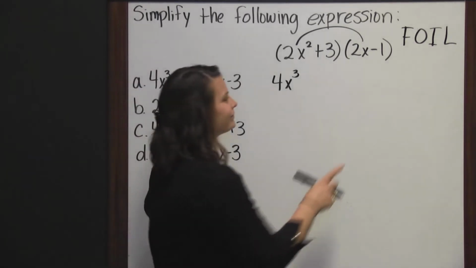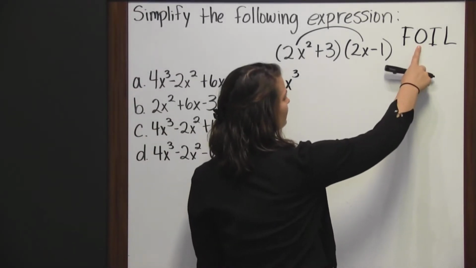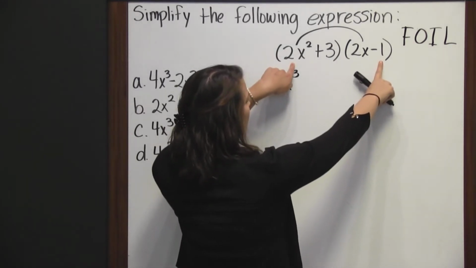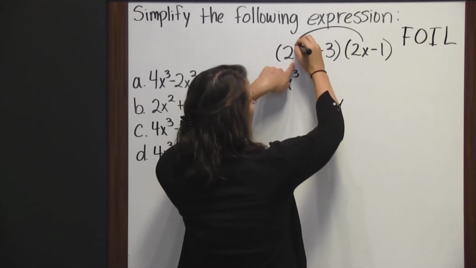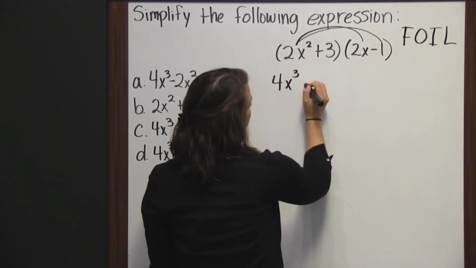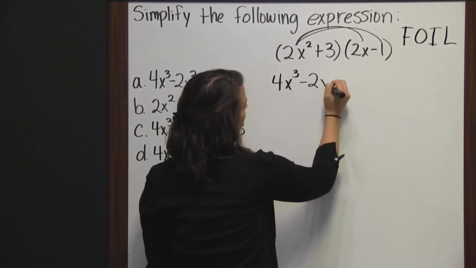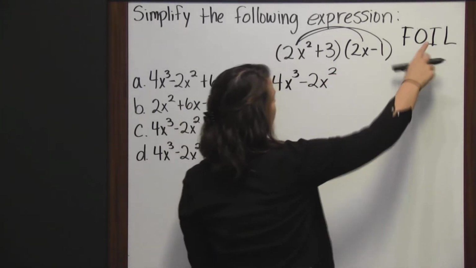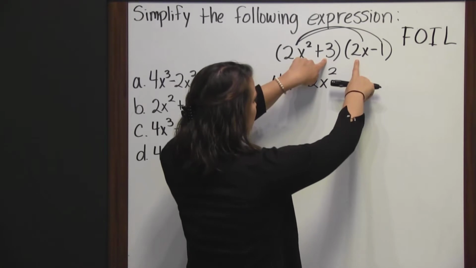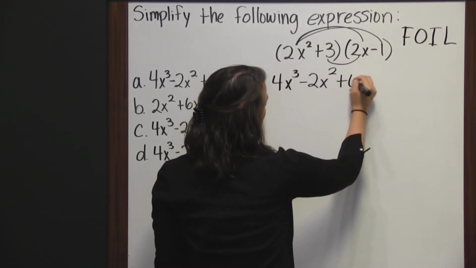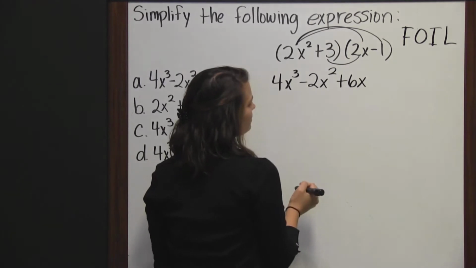Next we do O, which stands for outer. So those are the two terms on the outside, which would be 2x squared and negative 1. So 2x squared times a negative 1 is negative 2x squared. Then our inner terms are the two terms on the inside, 3 times 2x, which is a positive 6x.